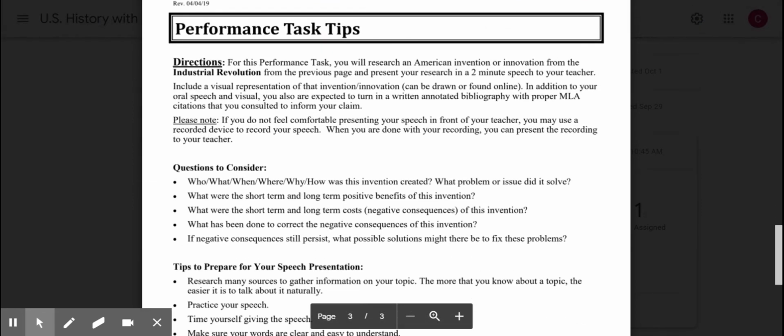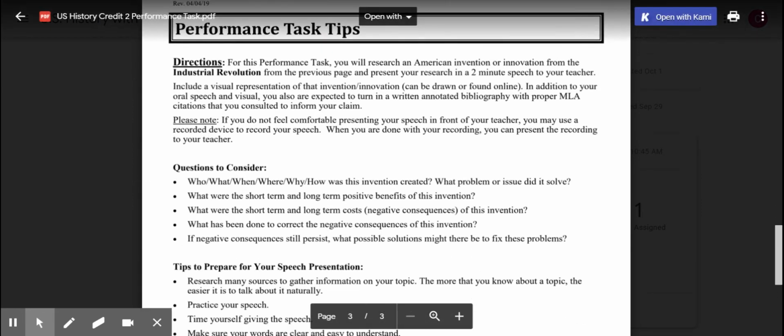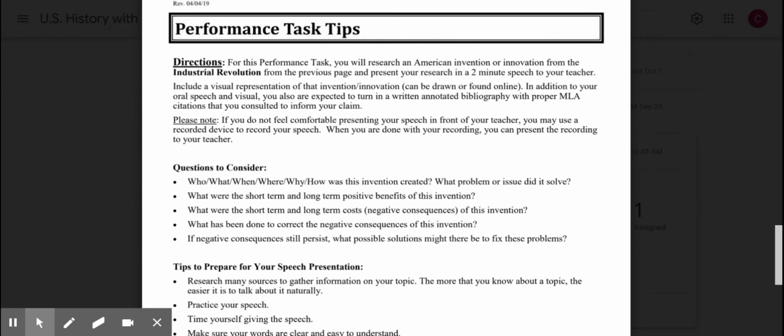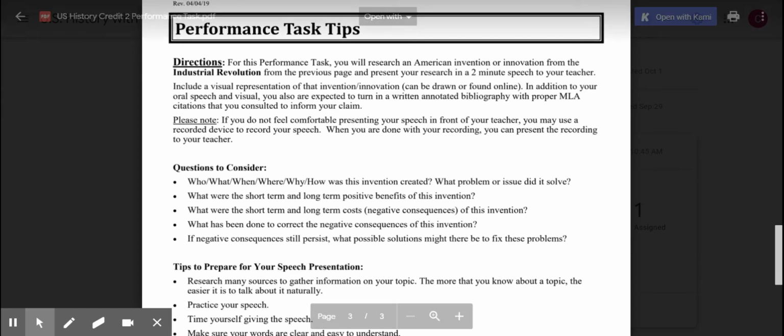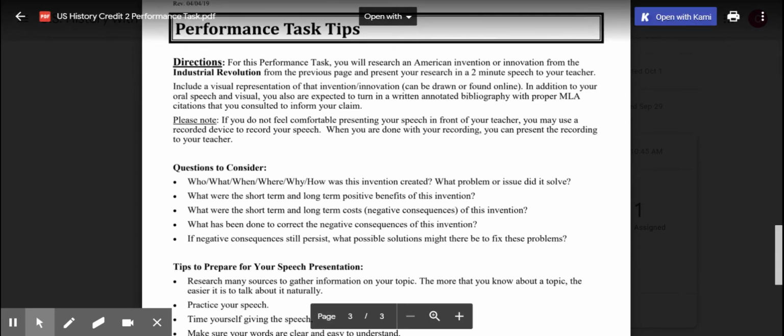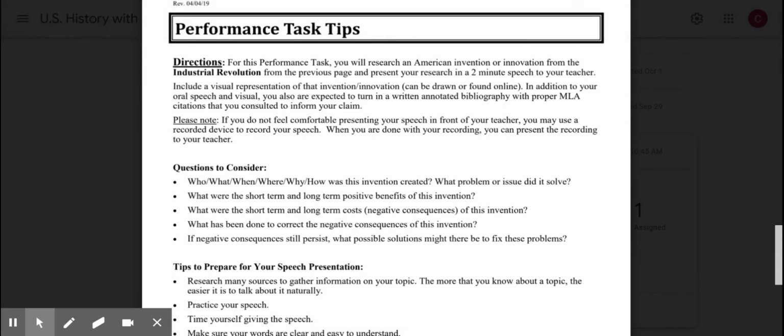You can choose any invention that you want, but you're going to give a basic overview of it, right? So who, what, when, where, why, how. In other words, what are the circumstances of this being created? And what issue was it meant to solve? What was the problem in society, right? Because if an invention doesn't solve a problem in society, what is its use? Why would it get invented in the first place, right?